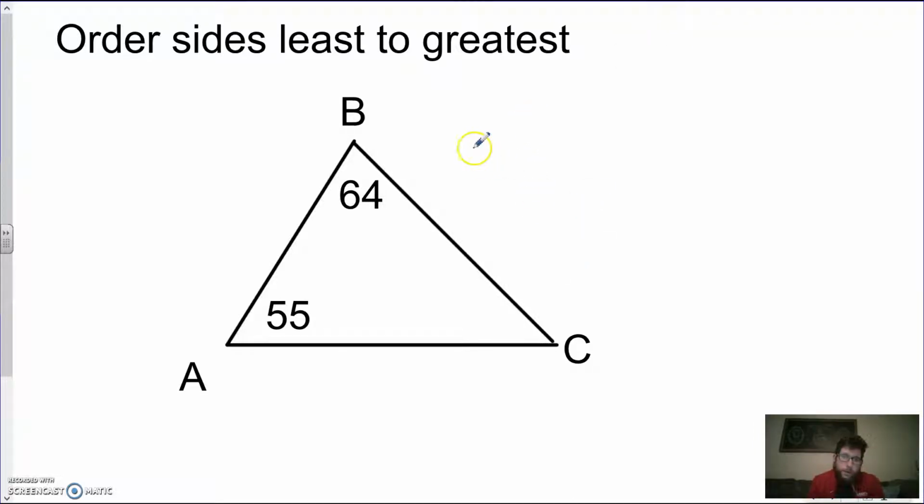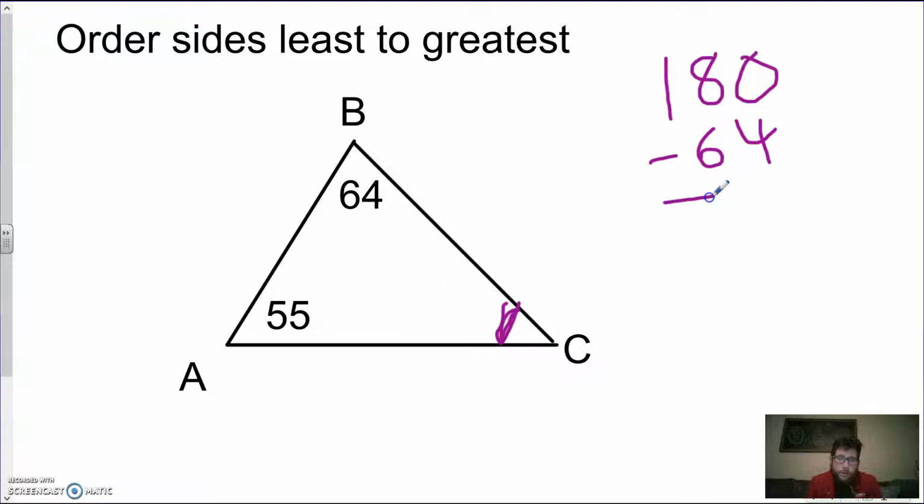Alright, so if you need to pause the video, what we're going to do first is solve for this angle right here. If you remember, there's 180 degrees in a triangle. So we're going to subtract out 64 and subtract out 55, and see what is left over once I subtract them both out. I think I get something like 61 degrees.